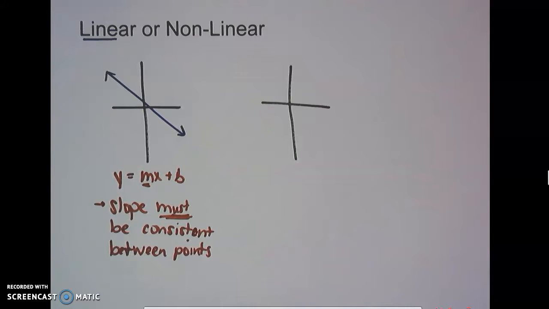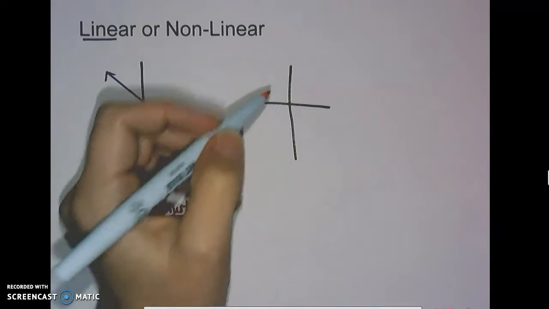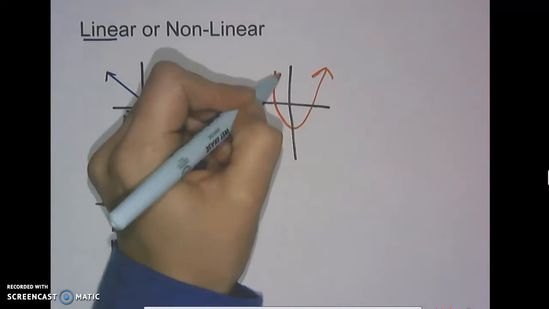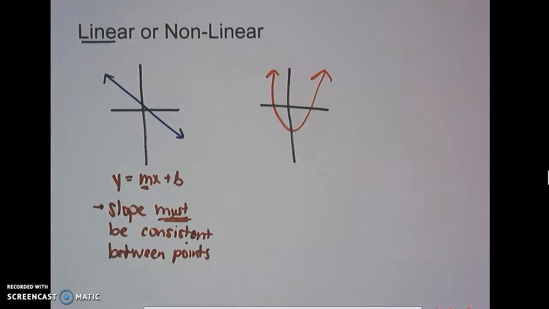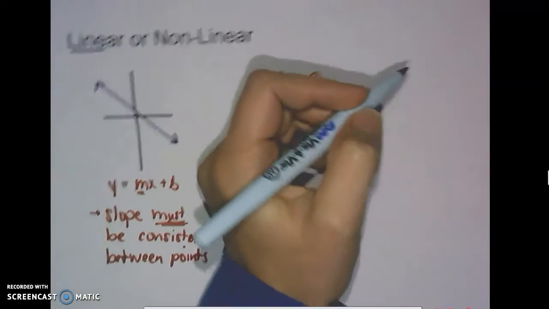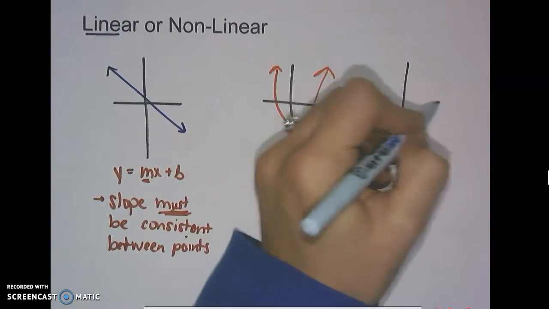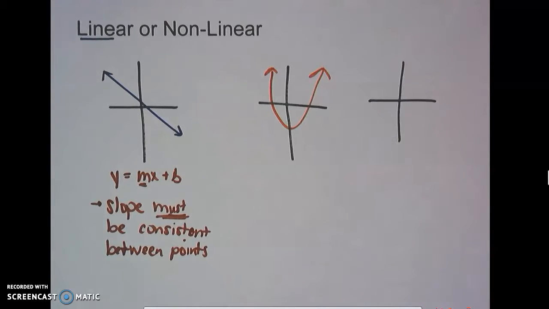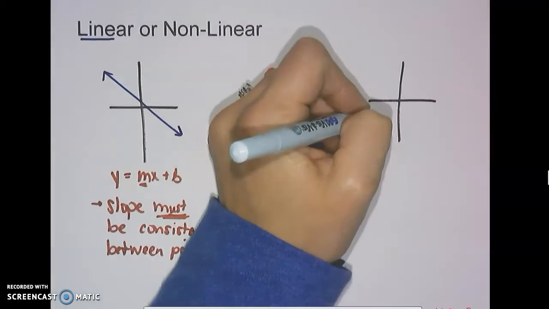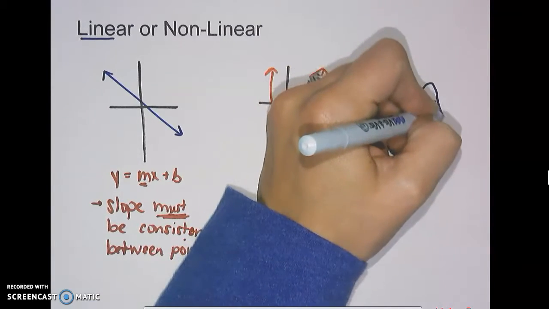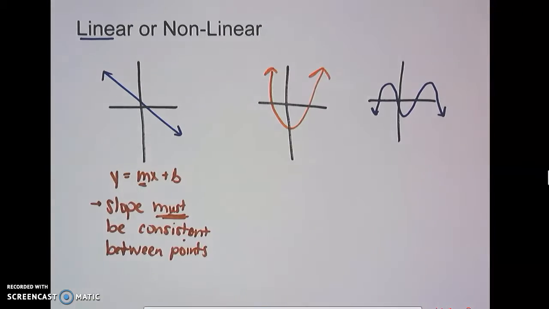So nonlinear then is anything that doesn't meet that qualification, that it goes up by the same amount every single time. So one example of this could be something like that. That's nonlinear. That's not going to create a straight line at all. Here, if we have one more graph, something looking like this, okay, that's not linear as well.